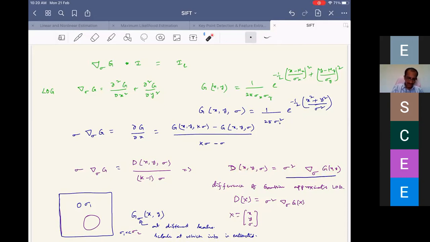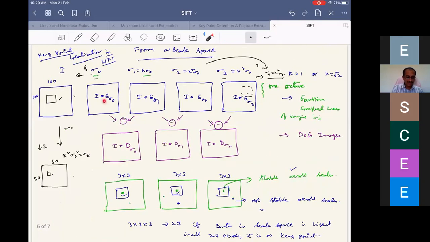If you would like to make a difference of Gaussian, simply what we do is convolve with the Gaussians themselves. These are all Gaussians only. And then we take the difference to get the difference of Gaussians.